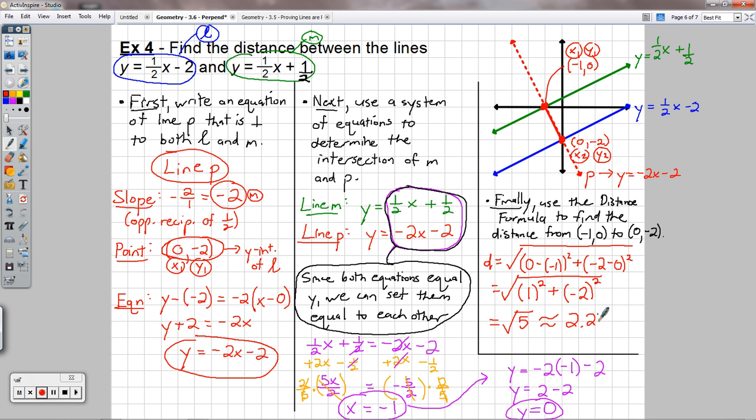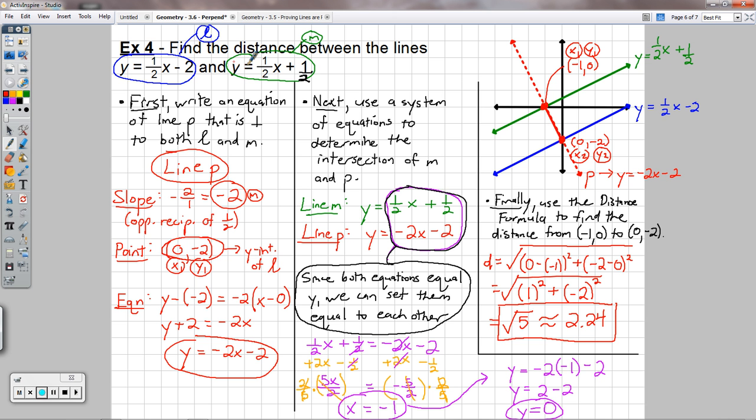So this would be acceptable. If it said rounded to the nearest hundredth, this would be acceptable. So this is an exact answer, the square root of 5. This is an approximate answer, rounded to the nearest hundredth, 2.24. So that's the distance between these two lines, these two parallel lines.